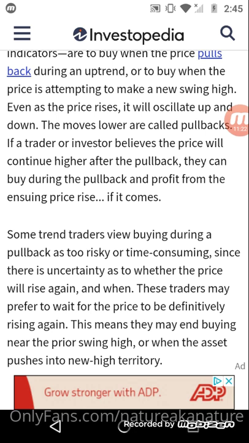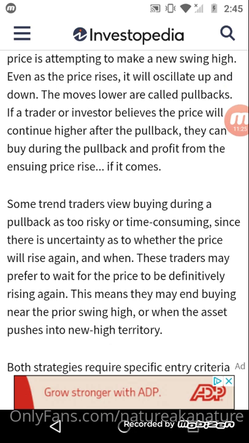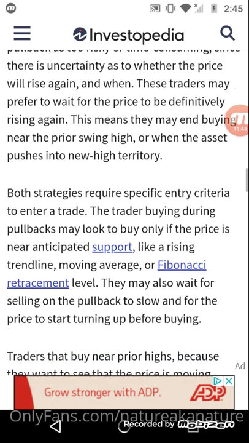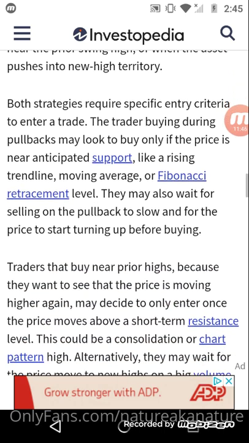The trader buying during a pullback may only do so if the price is near an anticipated support, like a rising trend line, moving average, or Fibonacci retracement level. So I'm going to teach you how to do that too, the Fibonacci retracement level. But it has to be near a support level, and then it'll be going up in an uptrend.